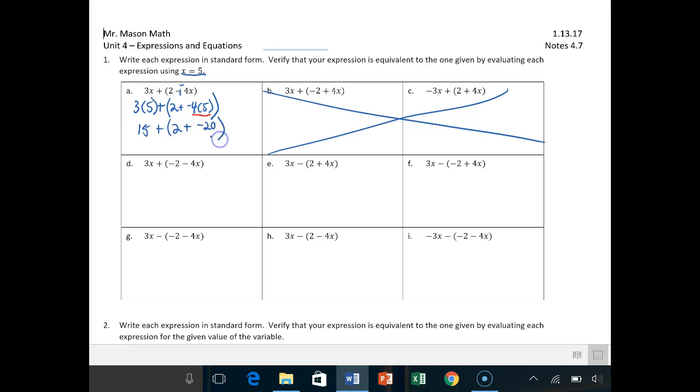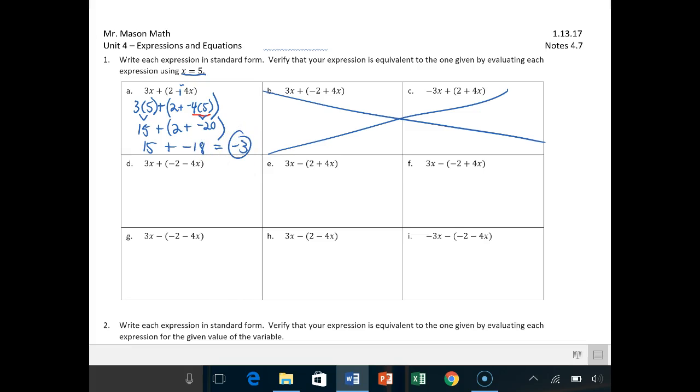So what did I just do in that step? I multiplied that to get 15, right? And I multiplied that to get negative 20. All right, now we do have to add these two first before we add 15. So we have 15 plus negative 18 is equal to negative 3.